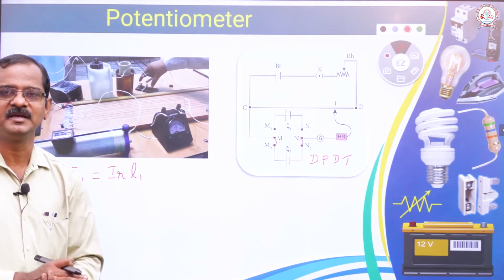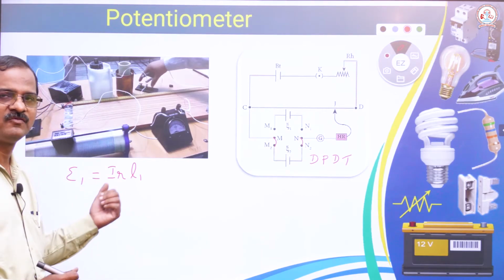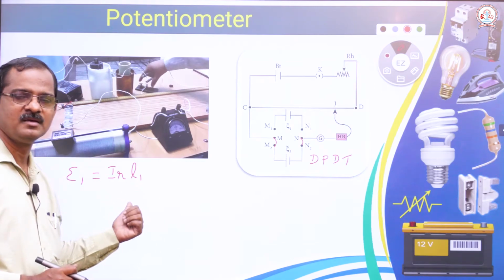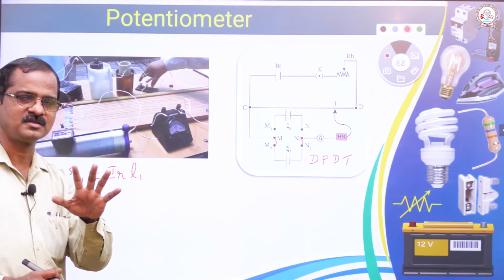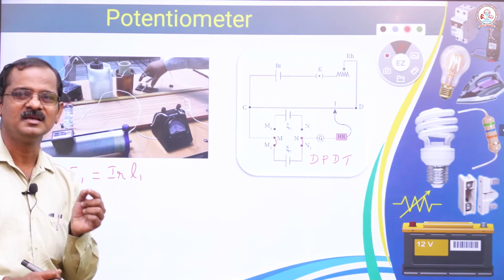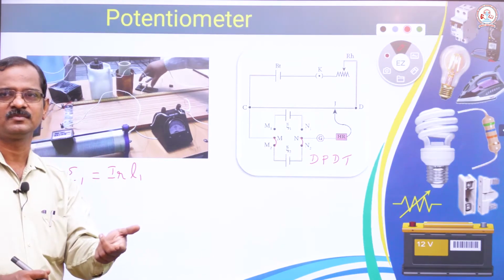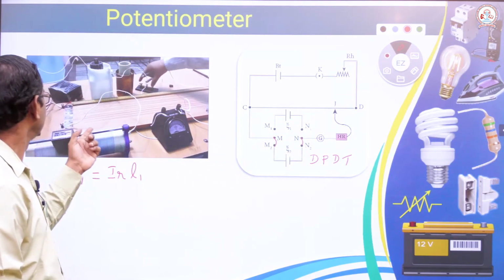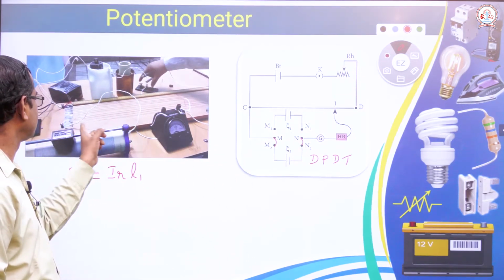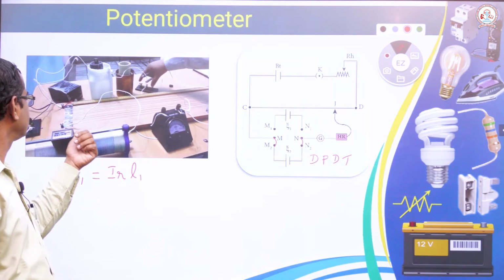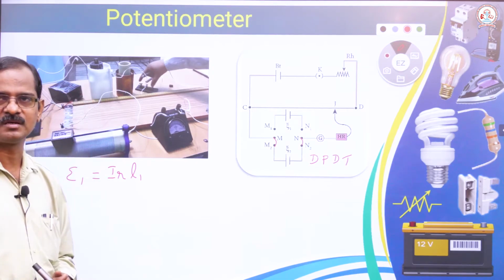Ohm's law is V is equal to I into R, isn't it? Instead of V, we have EMF here. I is the current flowing through the circuit, and R is the resistance. Instead of the resistance, we are taking small r into L1, where small r is resistance per unit length. For example, the wire goes first wire, second wire, third wire, like this, isn't it? So it starts from 0 and goes up to 1000.